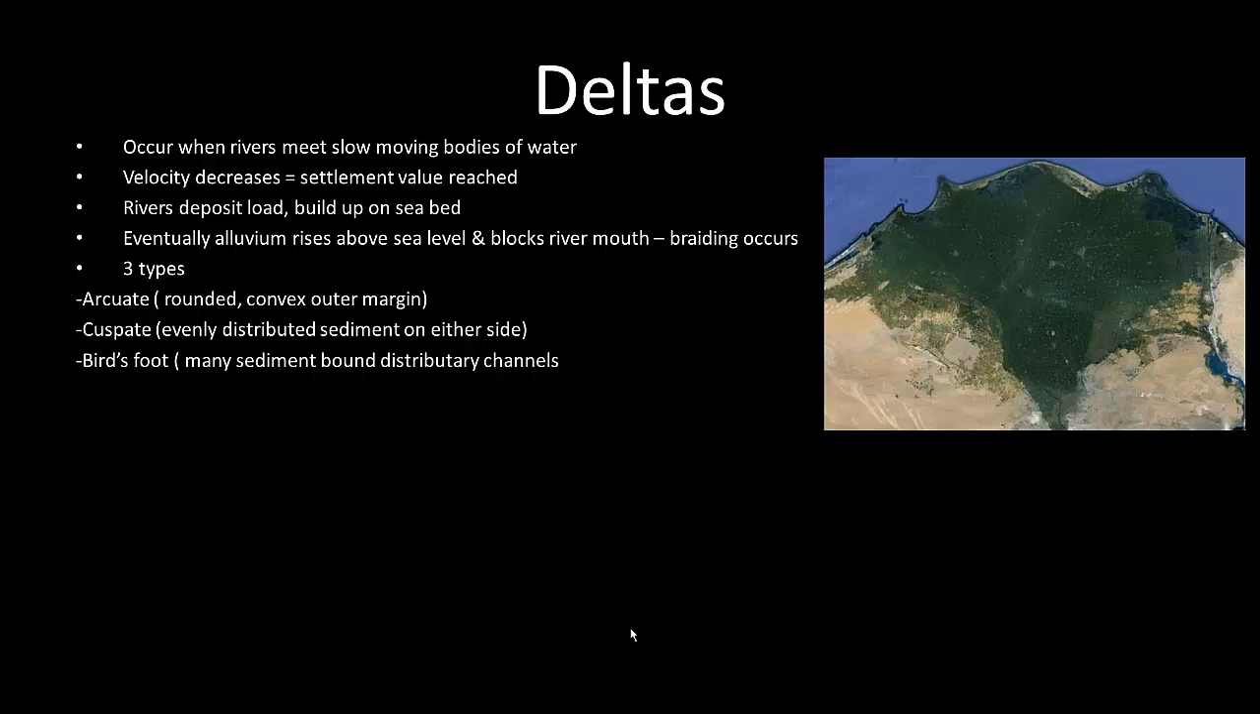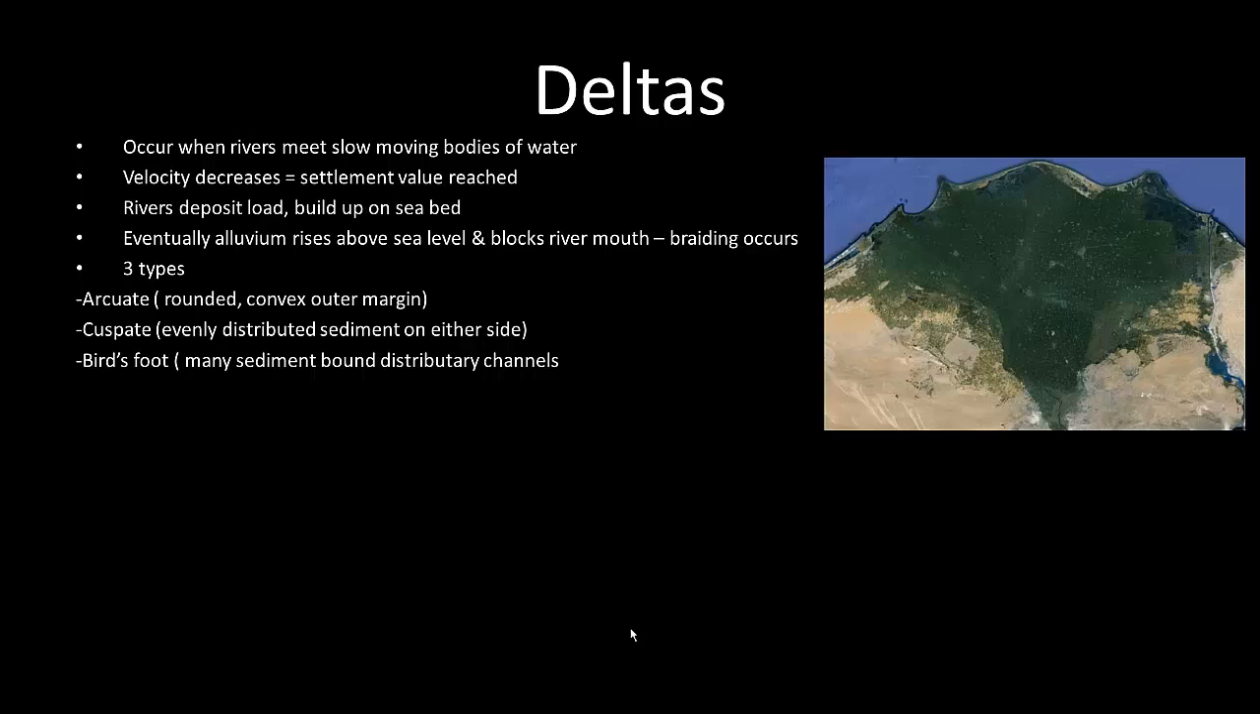What is it? It's when a river meets a slow moving body of water. It can occur at the sea, which is most of the famous ones, like the Mississippi River Delta and the Nile Delta, but it can also occur at lakes, such as in the Rocky Mountains. When it meets a slow moving body of water, its velocity slows down and the settlement value is reached. See, we're going back to the Hjulström curve here. Settlement value is reached, so material is deposited.